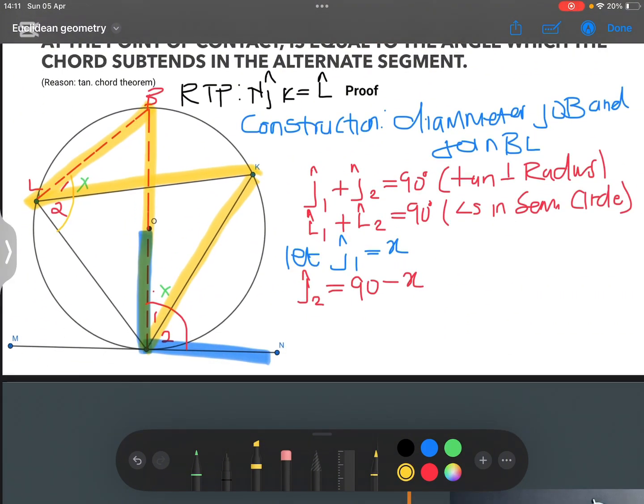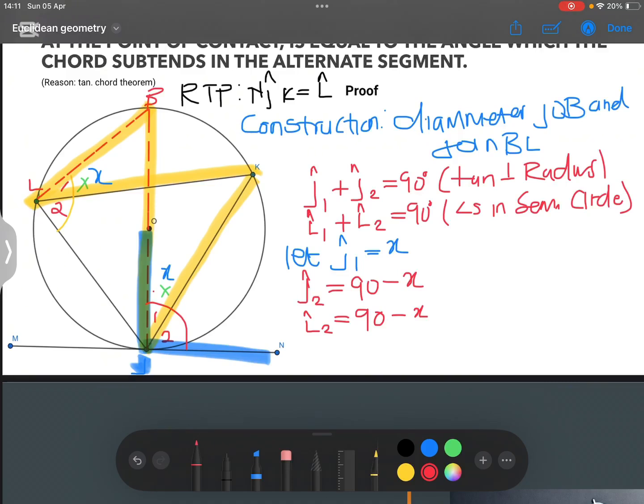Then now we have L2 equal to that, and we know that J1 is equal to X. This is our J, am I right? J1 is equal to X. So this will be equal to X. And then also we'll have L2 equal to 90 minus X. Right, that will be 90 minus X.